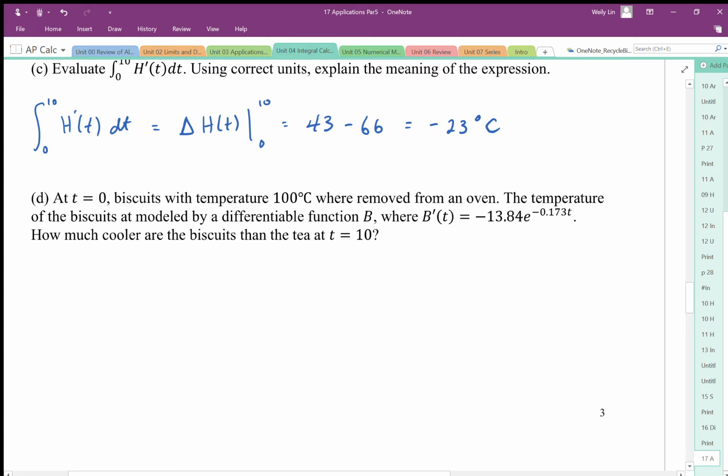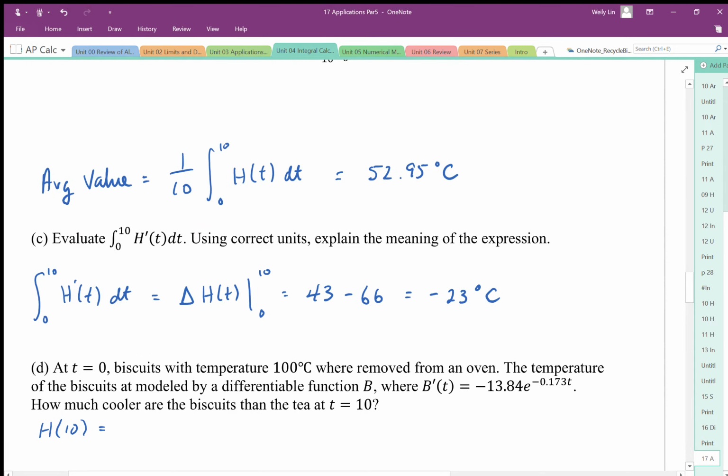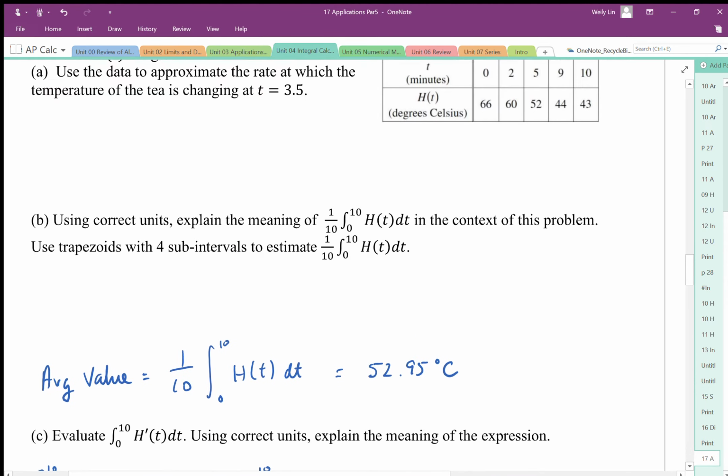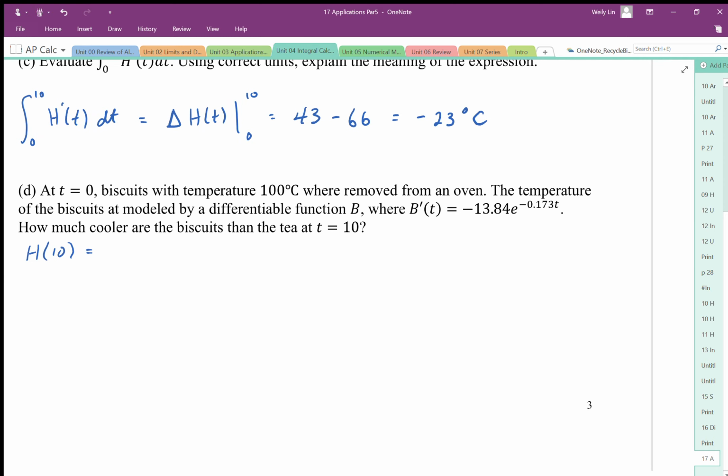Well, at t equals 10, the temperature of the tea, or H of 10, from the table, if we just take a look at the table, it's going to be 43 degrees Celsius. Okay, so that's one thing.